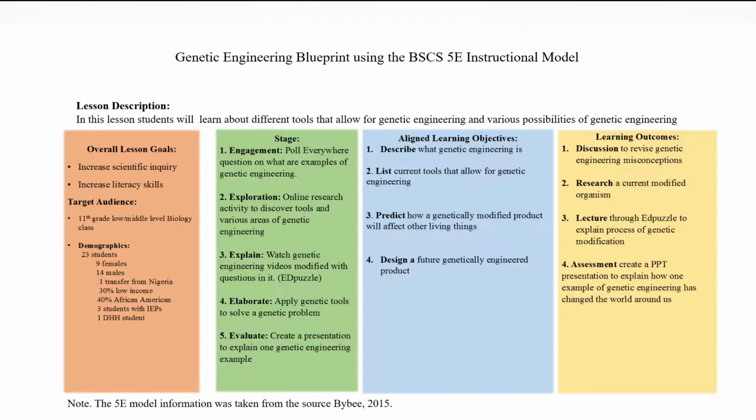In the following blueprint of the lesson, you can see the audience of this classroom is a group of 23 high school biology students with a varying range of abilities and backgrounds.